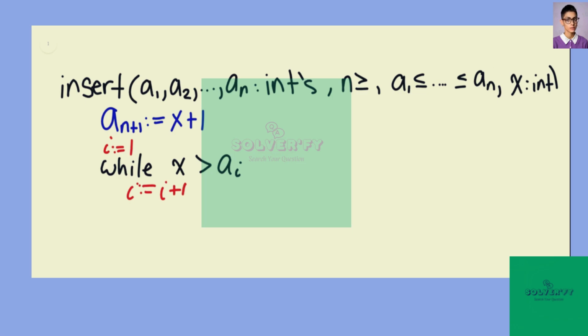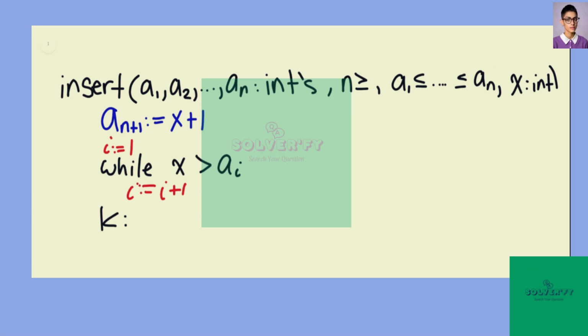And so if x is larger than a1, then we go to the next index, 2. And if x is larger than a2, we would go to the next index, 3, and so on. And at some point, that index will stop. It'll be smaller than something, right? And once we hit that point, we will shift all the values larger than x to the next position, right? And this will give us a place to insert x.